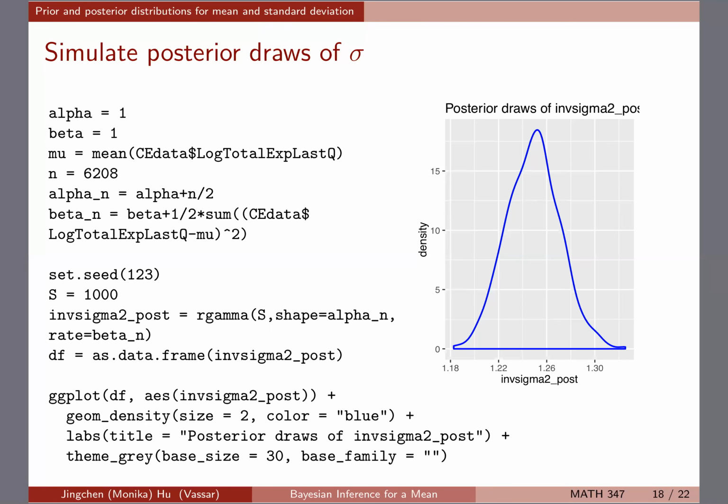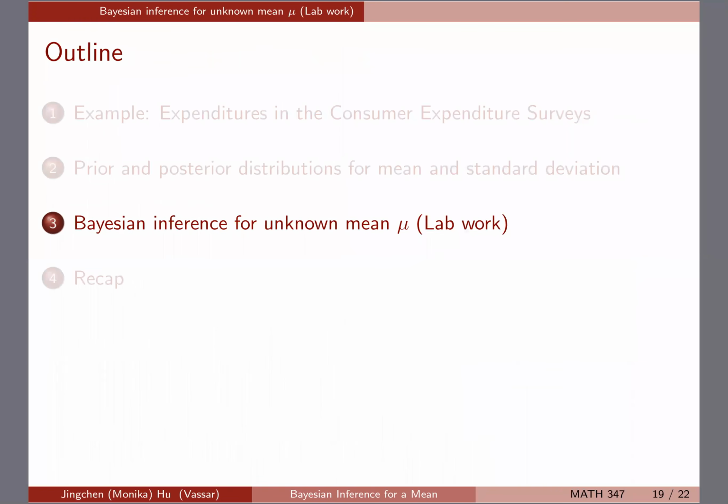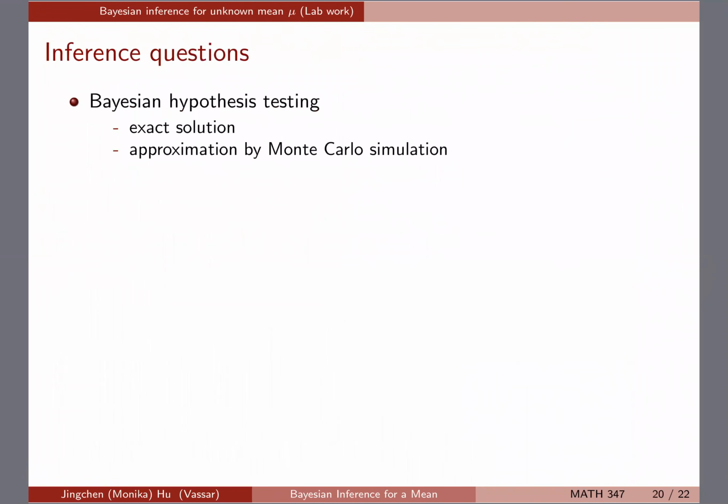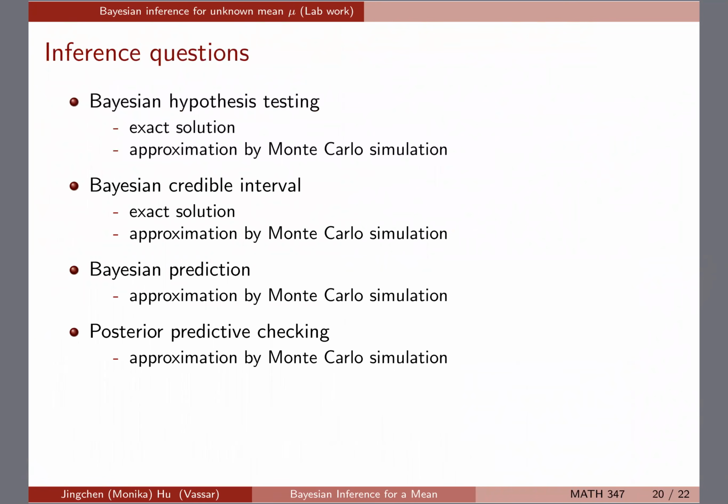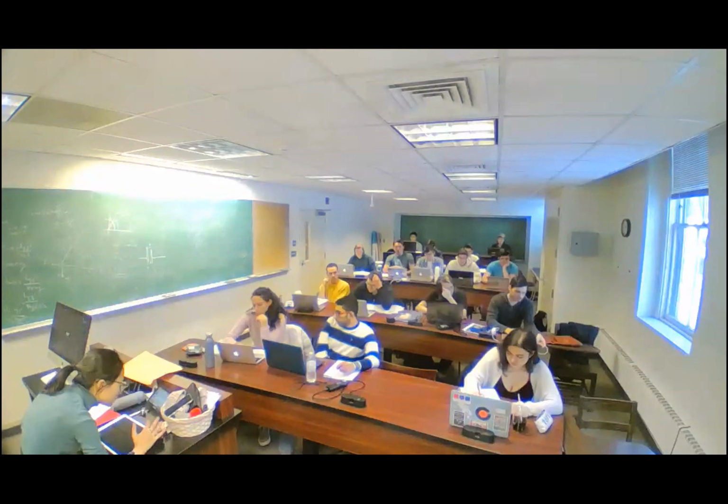So that's pretty much what I want to talk about in lecture time. And the remaining time for today is for Bayesian inference for unknown mean. It's lab work. I posted a lab instruction on Moodle, so if you bring your laptop, I'm asking you to do 4 different tasks. Bayesian hypothesis testing for the mean, Bayesian credible interval for the mean, prediction, which means that we're trying to make a new predicted value, which is the log total expenditure from last quarter. And then lastly, the posterior predictive checking. So in the document, maybe now let me stop this.